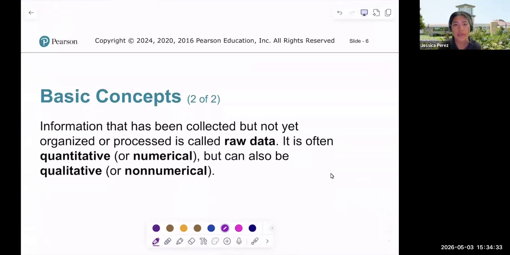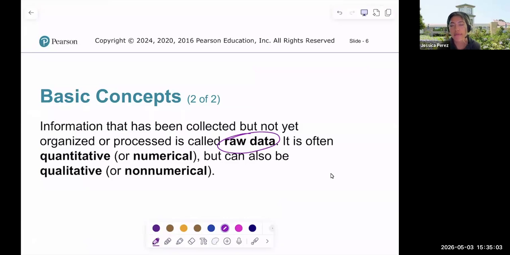So we'll begin with looking at basic concepts. Once the information has been collected but not organized, it's called raw data. So you've only collected the data. You haven't processed the data. You haven't found anything about the data. You have raw data. That raw data is most of the time a numerical value, but it could also be qualitative or non-numerical. So it depends on what type of study you're doing. So most of the time, it's going to be a number, a numerical value that you're collecting.